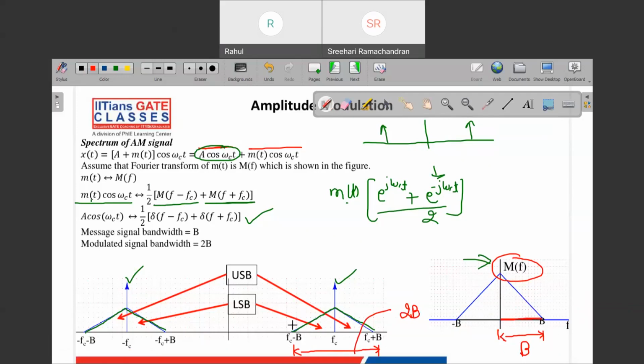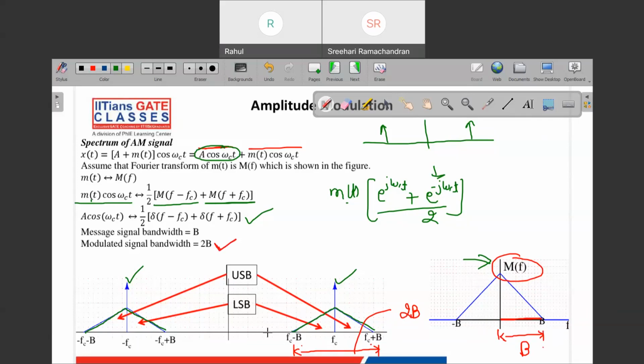For the second signal, which is the modulated one, the range over which the signal is non-zero is from fc minus B to fc plus B. And if you take this range, it is equal to 2B. So the bandwidth of the unmodulated signal is B, but for the modulated signal, it is equal to 2B. So the bandwidth gets doubled when you do this amplitude modulation.